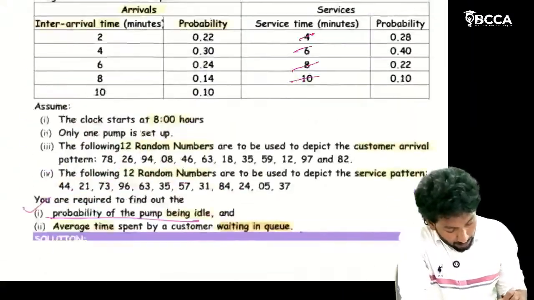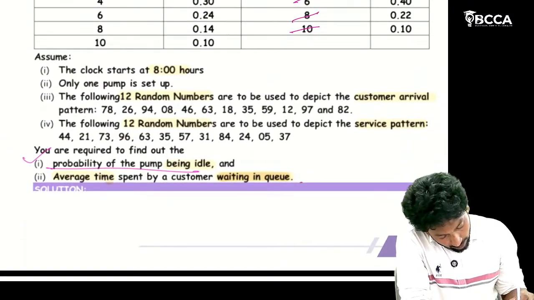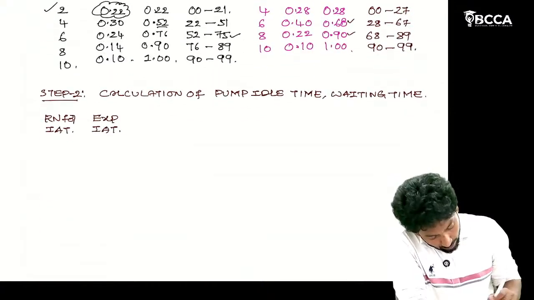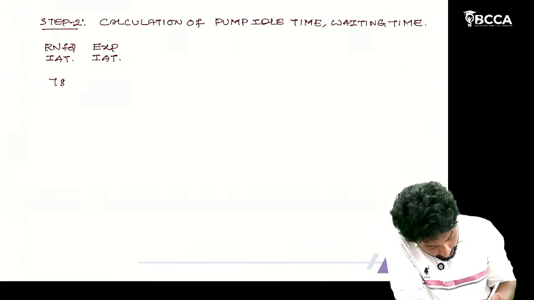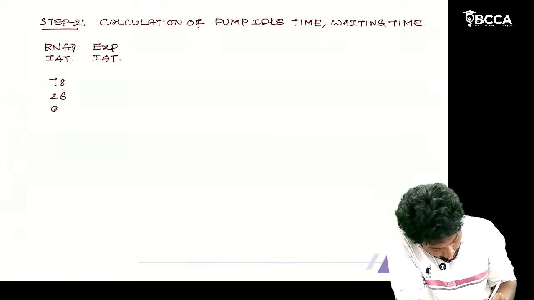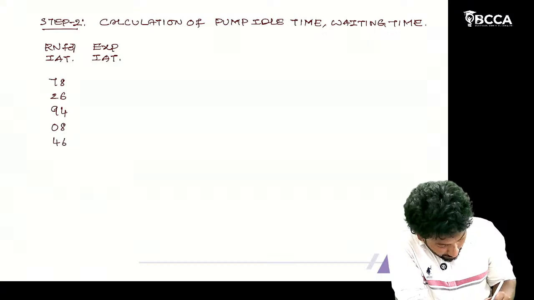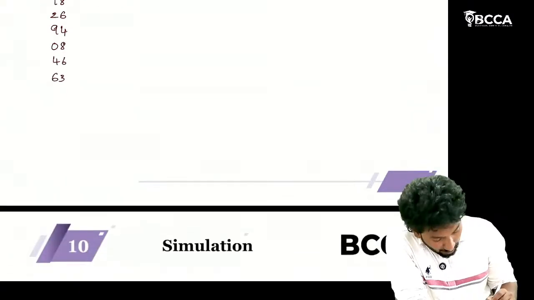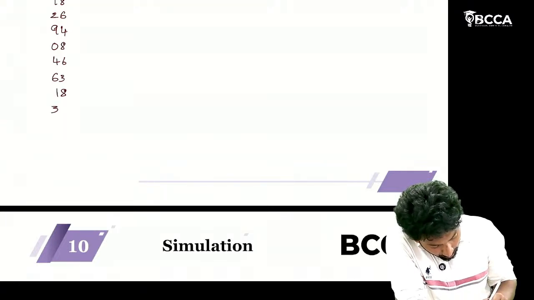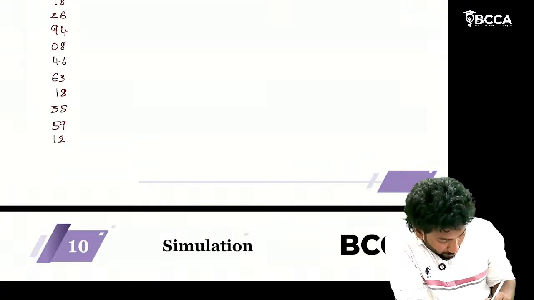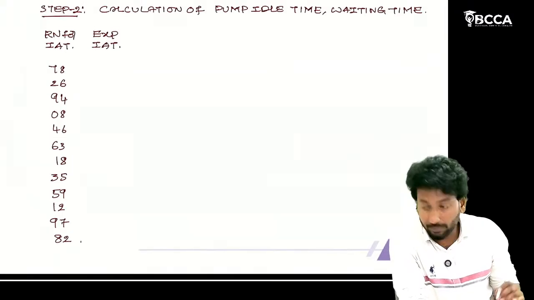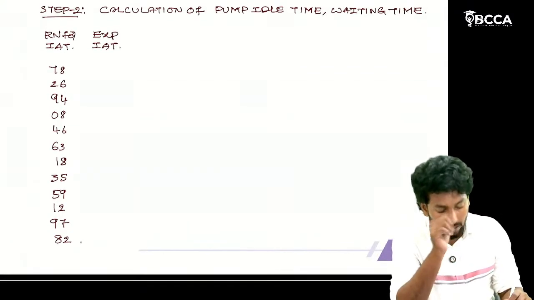Okay, so tell me the random numbers for inter arrival time. 78, 26, 94, 08, 46, 63, 18, 35, 59, 12, 97, 82. Okay, here we have random numbers for inter arrival time.